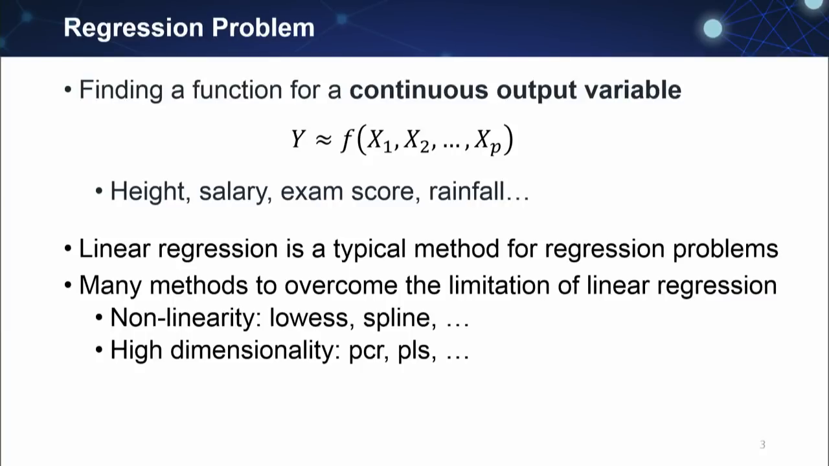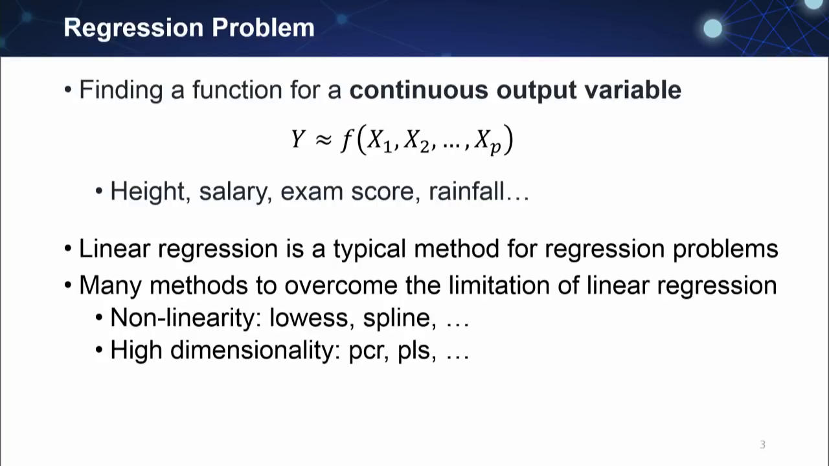First, the regression problem itself. A regression problem is finding a function between x and y, especially for a continuous outcome variable y. Y can be a height, salary, exam score, or rainfall, or so many continuous values. Last week, we already discussed linear regression. Linear regression is a typical method for these regression problems. However, linear regression is too simple and strictly limited.